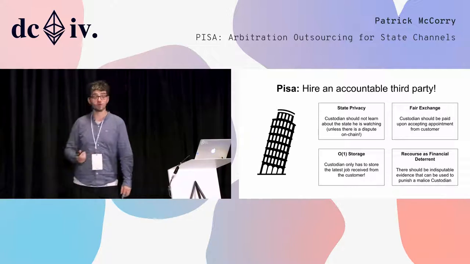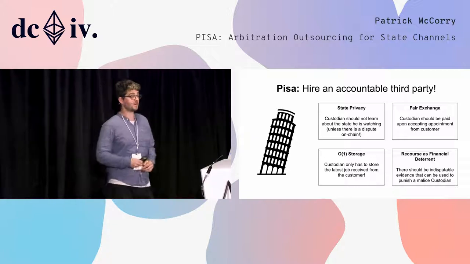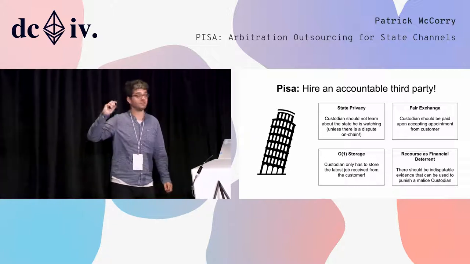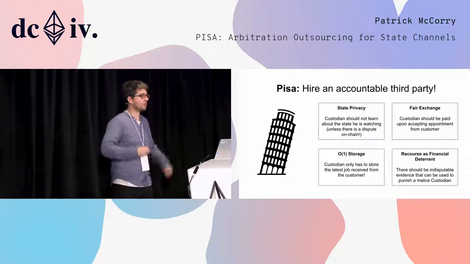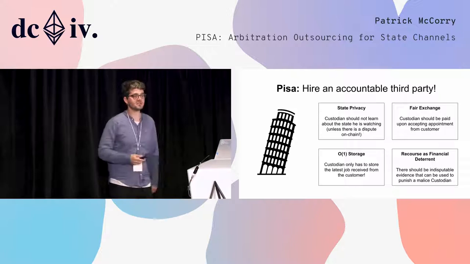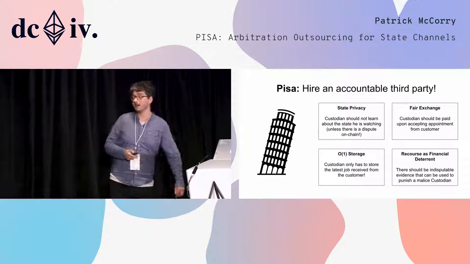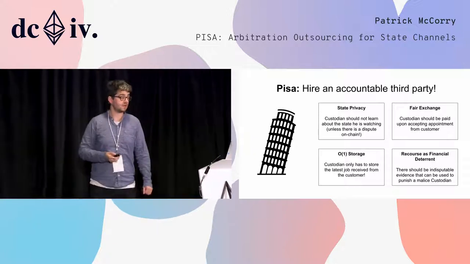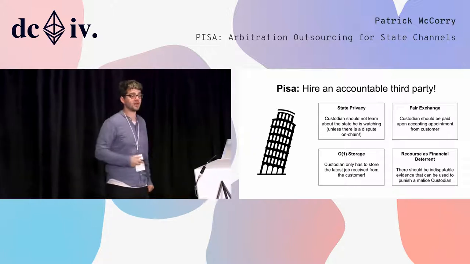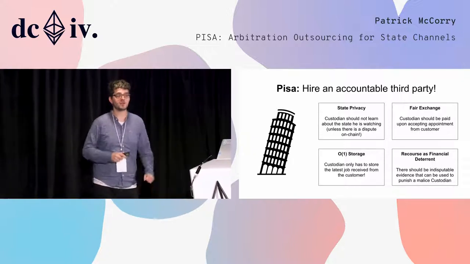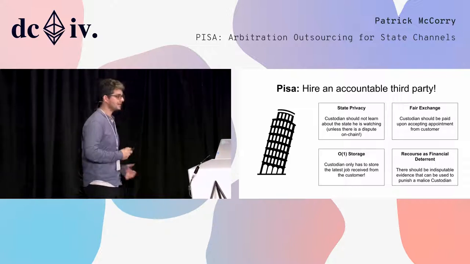The third part is actually order one storage. So what's really beautiful about this protocol is that as a customer, if I hire this third party and I give them 1,000 jobs, they only have to store the latest job they received from me. They don't need to store all 1,000 jobs. So for like 10,000 customers, we're actually looking at a couple of megabytes worth of storage for the PISA tower. And finally, recourse as a financial deterrent. So if PISA does cheat, and this third party cheats and colludes with the rest of the channel, you should hopefully be able to do something about that and financially penalize the tower for cheating. So that's the idea behind PISA.